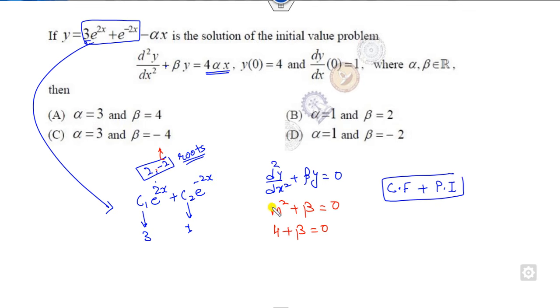If you take m is minus 2, again this is the equation, so beta will be minus 4. So it means only this option is correct, and all the rest of the options are cancelled out. But how do you find the value of alpha? That's again a very easy task.